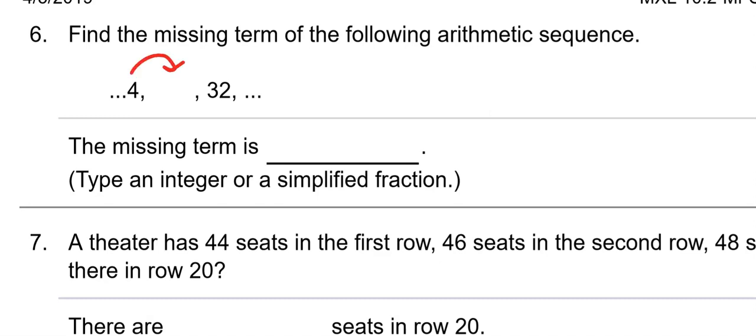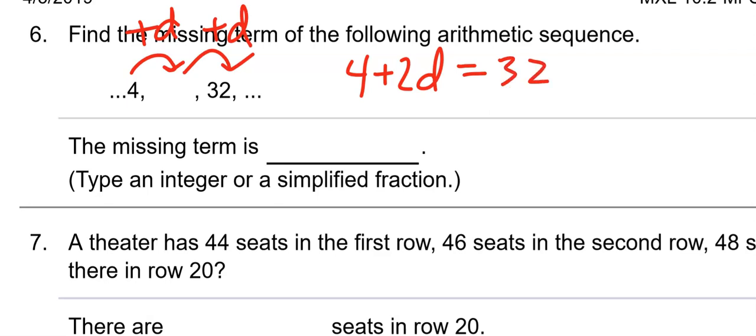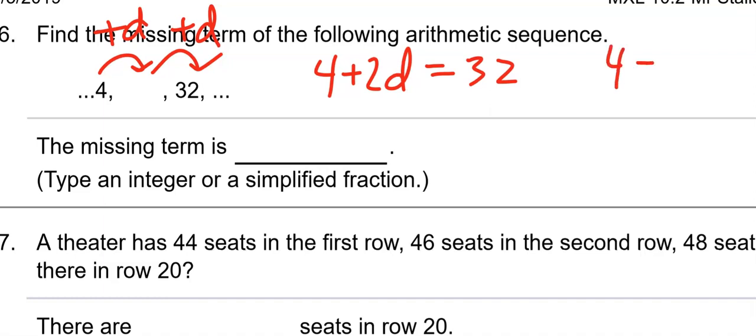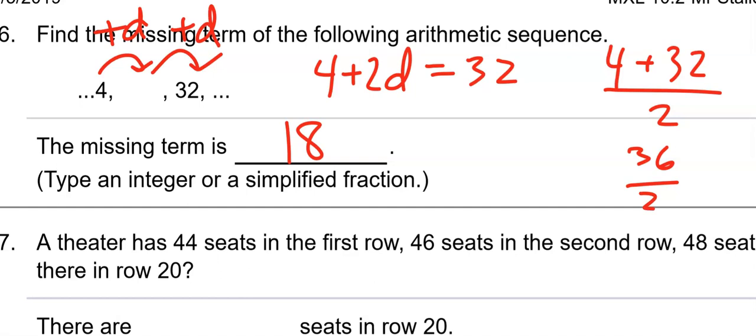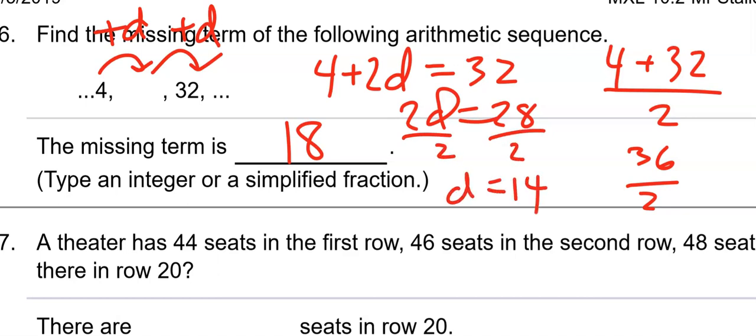So far I've seen 2 people do this. How many times are you adding D? It's only 2 times that you're adding D, and some of you are putting 4 plus 4D, but you're only adding D twice. So if you're going to do it the equation way, that's one way to handle it. If you did it the average way, what'd you get? 18 is correct, right? 36 over 2. And obviously, if you did it the other way, you'd find out that 2D was 28, and then D was 14, and if you added the 14 to that, you would get 18.